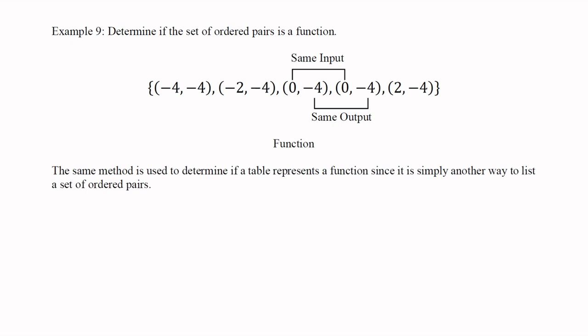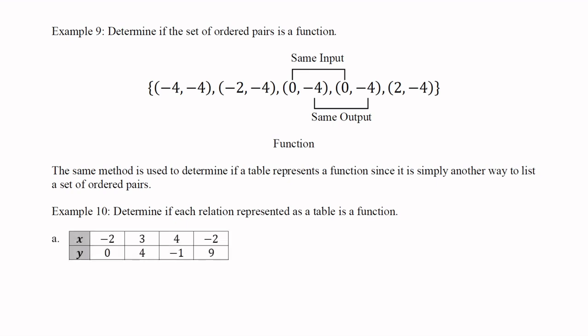The same method is used to determine if a table represents a function, since it is simply another way to list a set of ordered pairs. So in this example, if we're going to determine if each relation represented is a function, we're going to first look at A here. Look at all your x values. We have -2, which repeats. So we look at the y values. One -2 has a 0, the other -2 has a 9. So since we have the same x value with different y values, it is not a function.